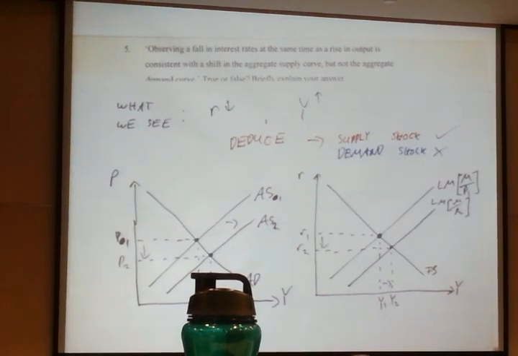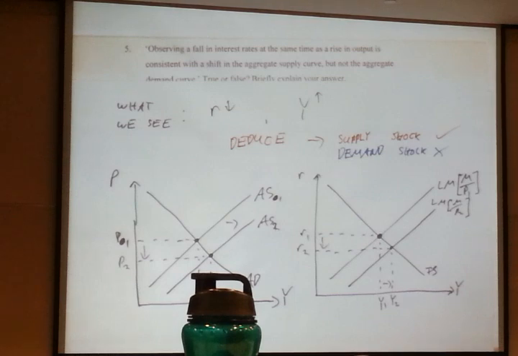So what do we conclude? Looks like the first part of the statement is correct. This could be the smoking gun for a supply shock. It's the evidence that we need to prove a supply shock has happened.